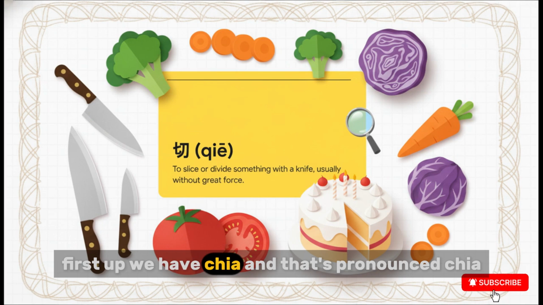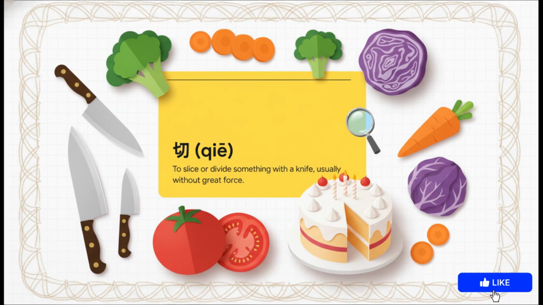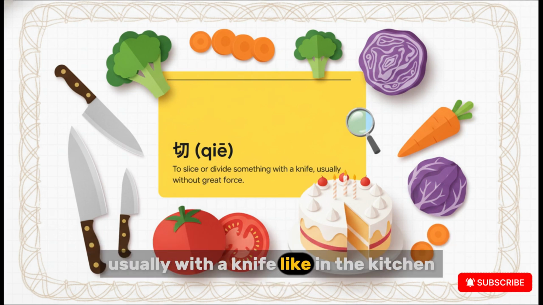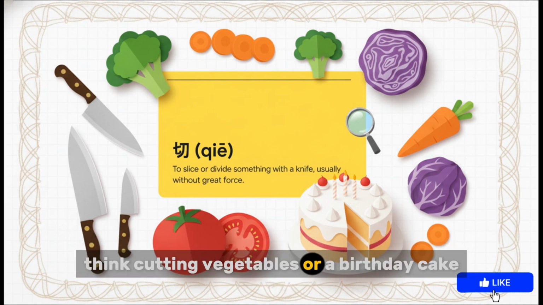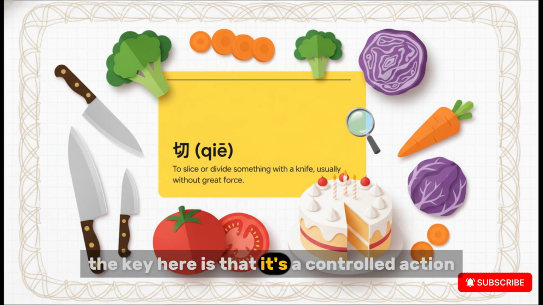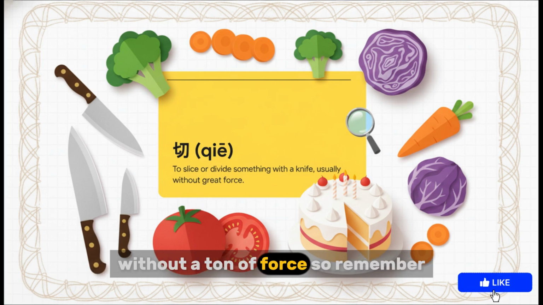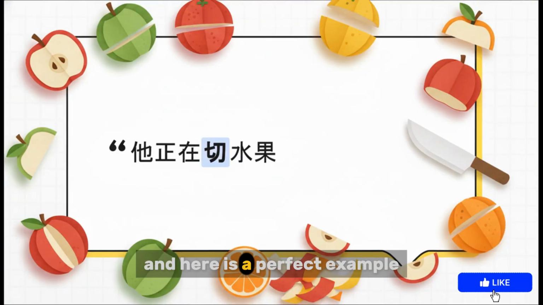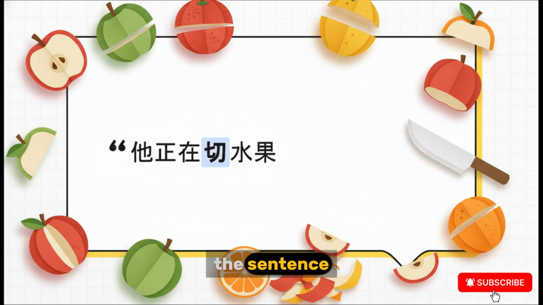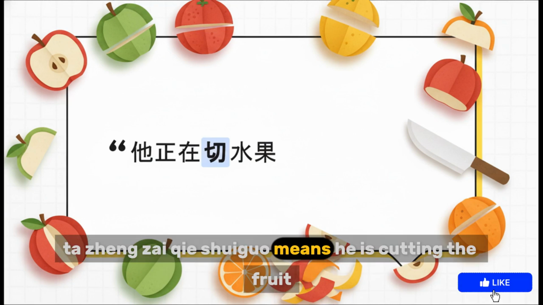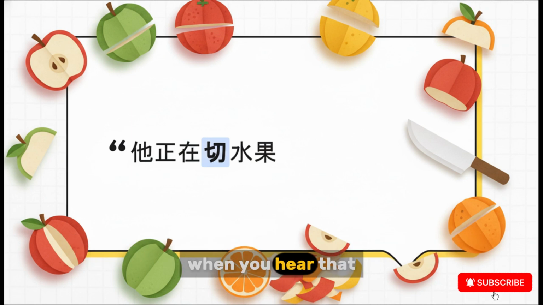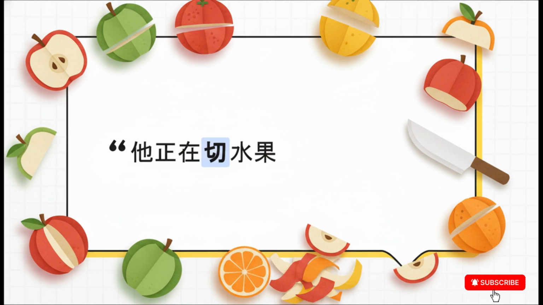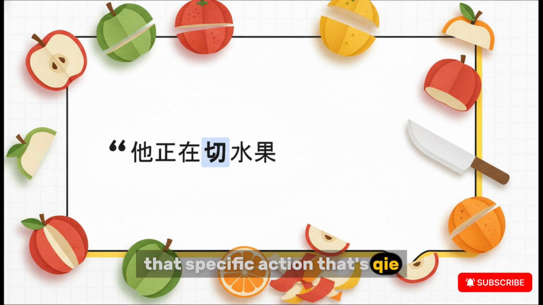First up, we have qie, pronounced qie. This is your go-to word for slicing or dicing something, usually with a knife, like in the kitchen. Think cutting vegetables, or a birthday cake. The key here is that it's a controlled action without a ton of force. So remember, for slicing, it's qie. And here is a perfect example. The sentence, 他正在切水果 means he is cutting the fruit. When you hear that, you can instantly picture someone slicing up an apple or an orange with a small knife. That specific action, that's 切.